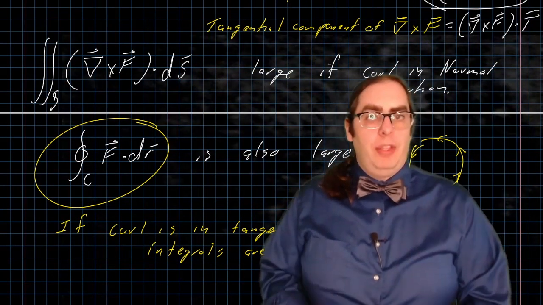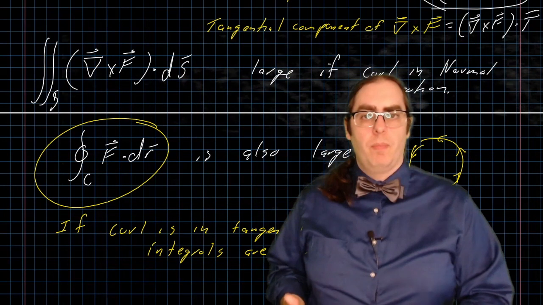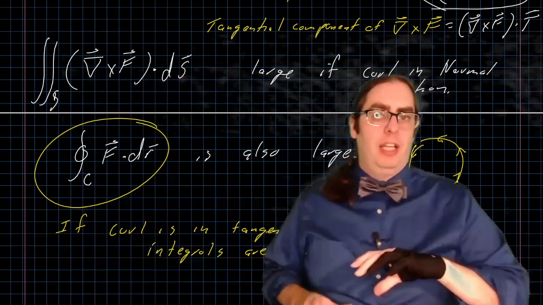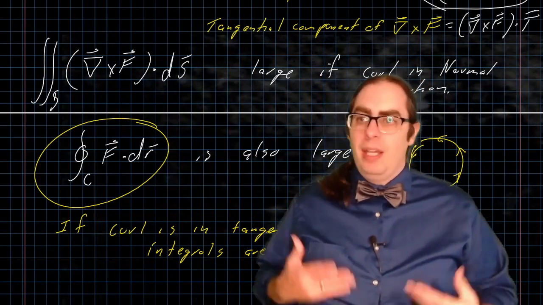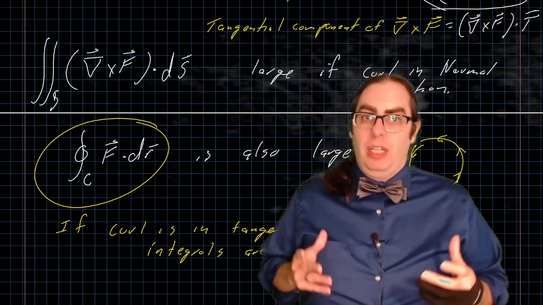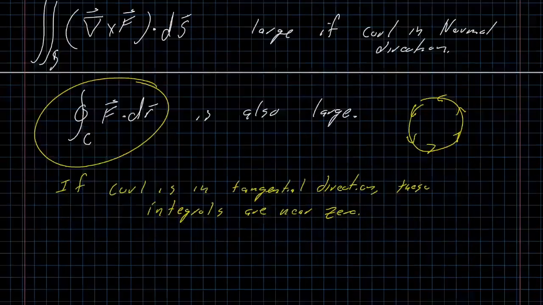When we talk about these theorems, I like to think about it in terms of a fluid flow. So if you think of the vector field as telling you the velocity of water in a river or something like that, then we can get a real intrinsic interpretation of what we're talking about with curl. Let's draw a couple of vector fields.